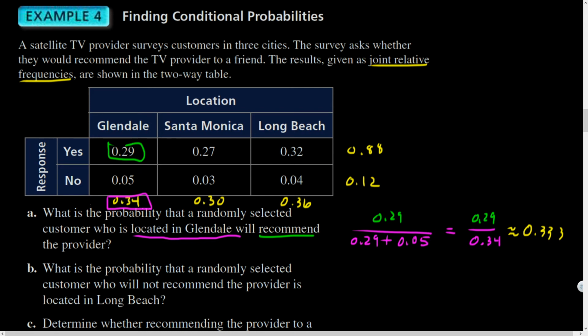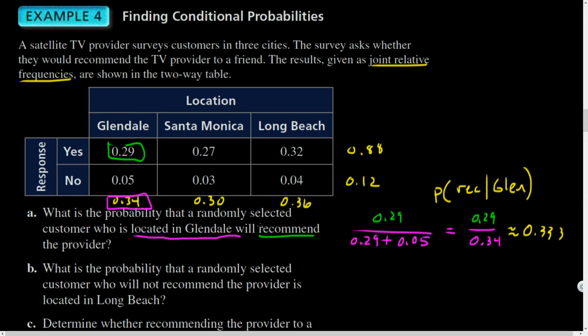Okay, and so I reduced the total set of outcomes. I'm doing a conditional probability, right? So this was probability of recommending given Glendale. All right, so that's the way that works.